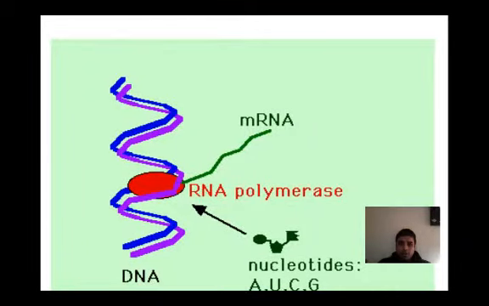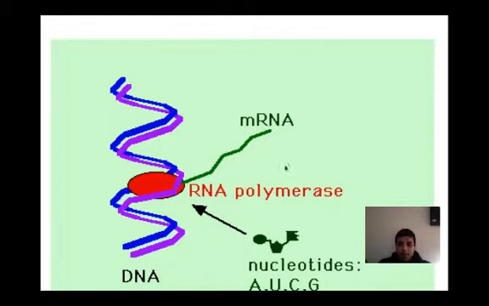So here's a very rough diagram, but it gives you a good idea of what's happening. Here is my double-stranded DNA in the blue and the purple. I go through it and I create mRNA using RNA polymerase. RNA polymerase is an enzyme that uses DNA as a template to create mRNA.